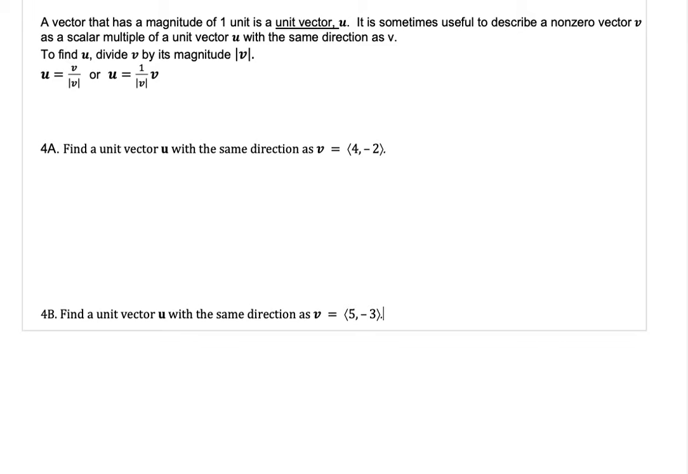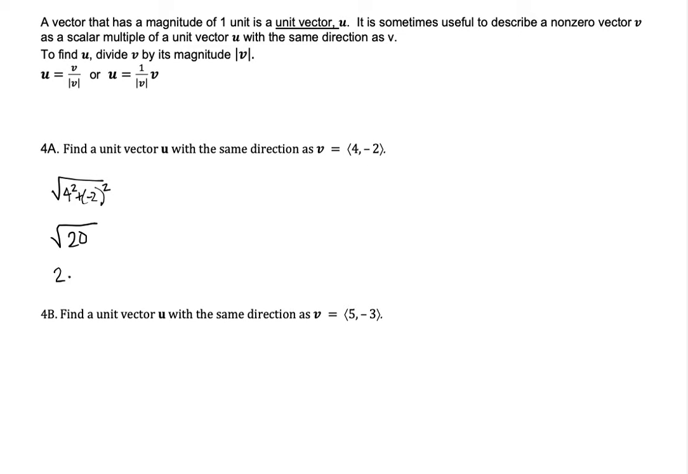So it says find a unit vector with the same direction as v = <4, -2>. So what we first need to do is find the magnitude of this. So the magnitude is 4 squared plus -2 squared, so we have 16 plus 4. So the magnitude looks like the square root of 20 or 2 square roots of 5.